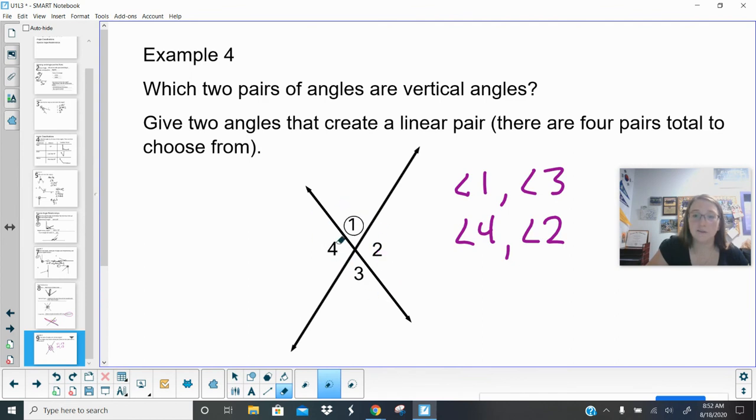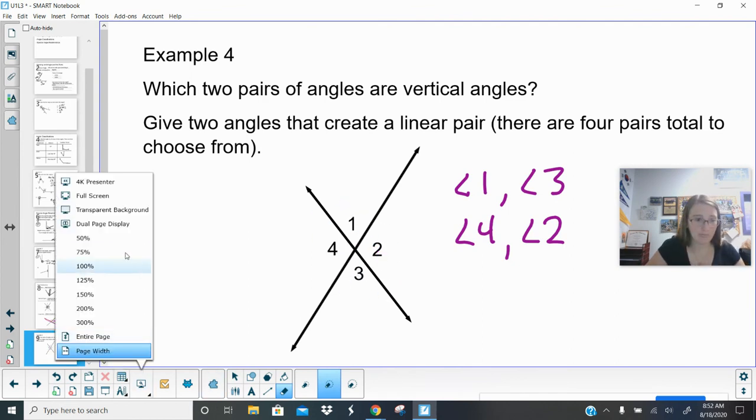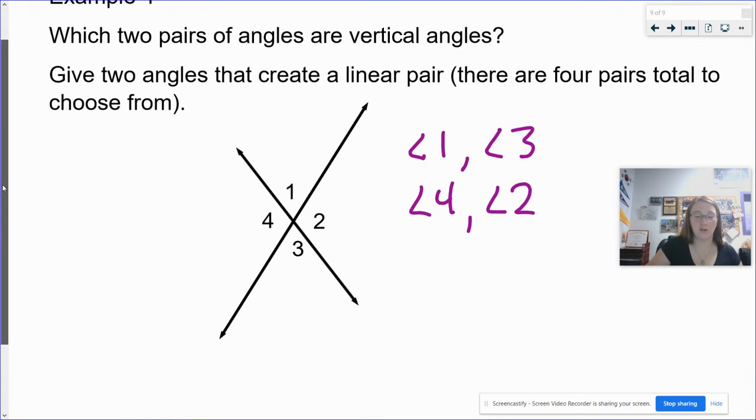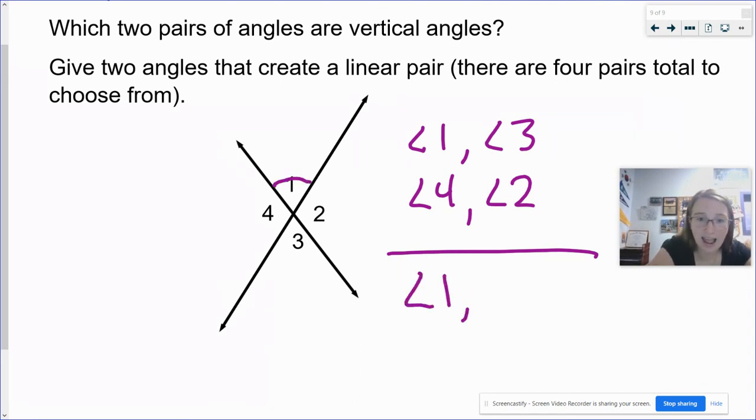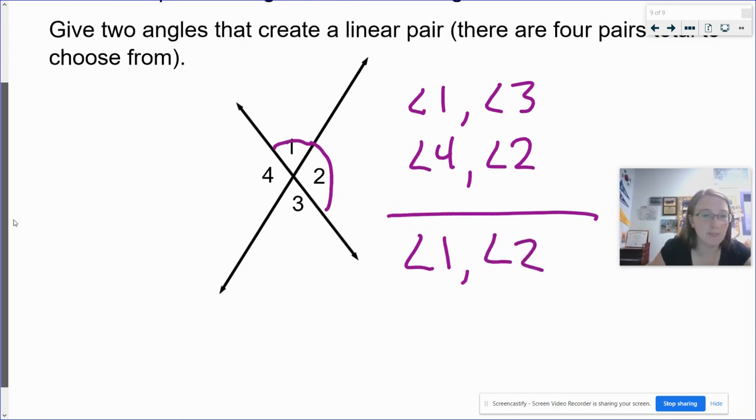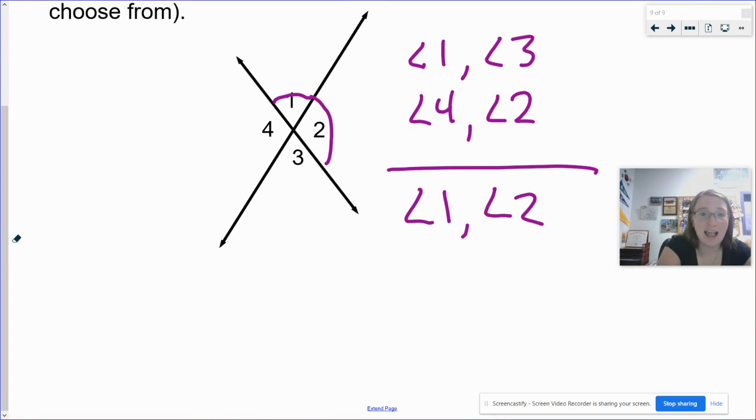Go ahead and just give 2 angles, so 1 pair, that make a linear pair. There are 4 different options. Go ahead and try it. Okay, so linear pairs means they have to touch. So if you chose angle 1, you could have said angle 1 and angle 2 are a linear pair. You could have said angle 1 and angle 4 are a linear pair. Those actually are both linear pairs.